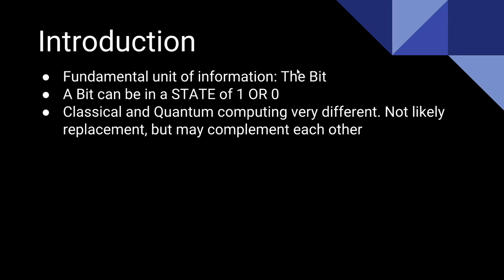The fundamental unit of information in computer science is known as the bit. A bit can be in a state of 1 or 0. You can also think of it as true or false. Classical and quantum computing are very different. Quantum computing is probably not a likely candidate to replace classical computing, but they may be able to complement each other.